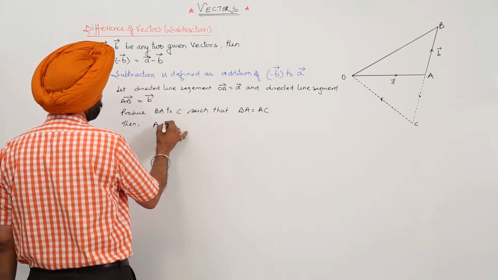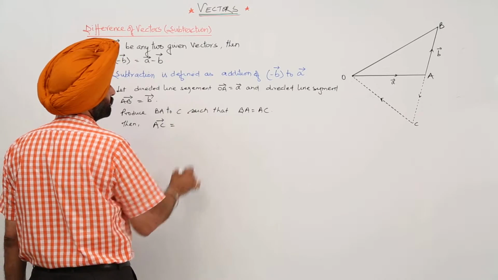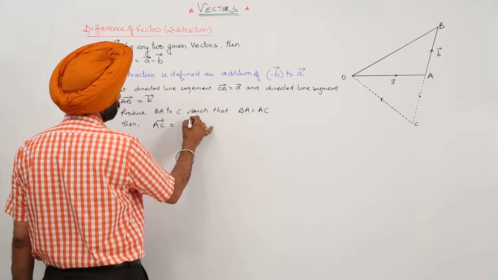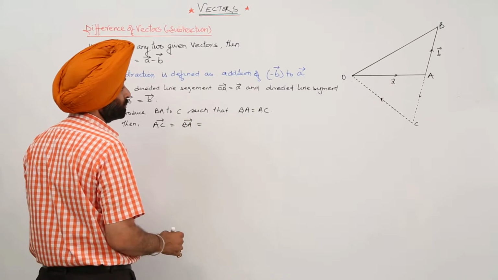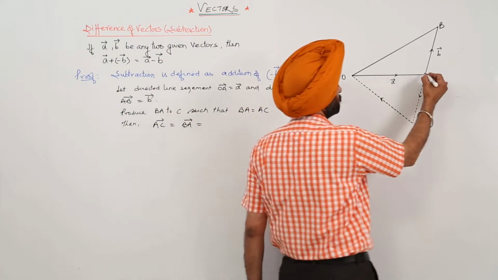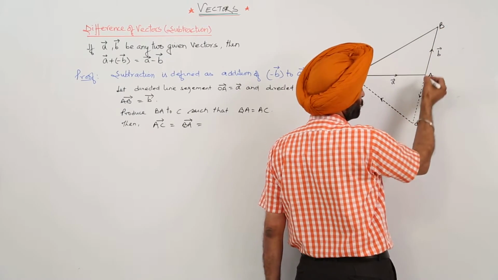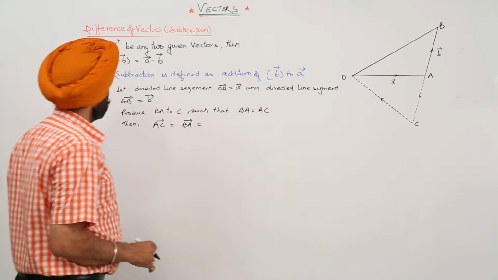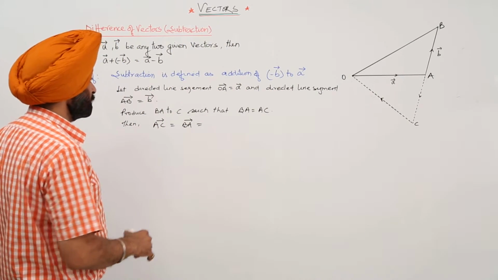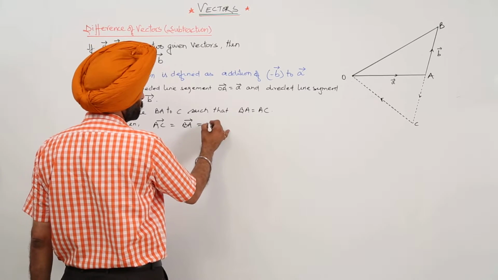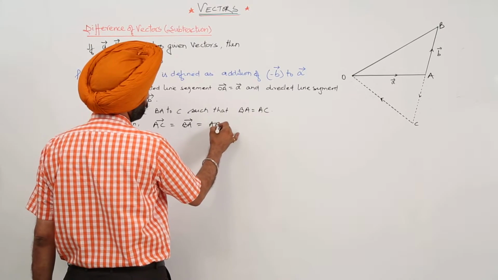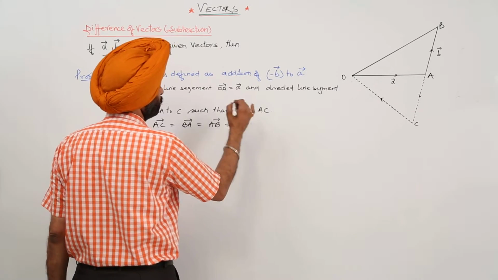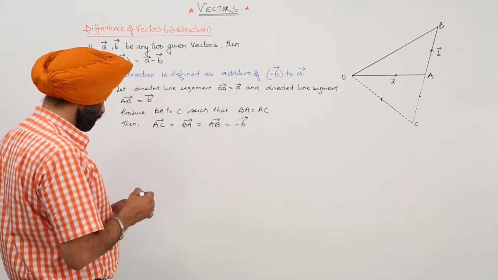Now vector AC is equal to vector BA. Direction towards this side, because we have produced downwards. So vector AC is equal to vector BA is equal to vector AB is equal to negative of vector B.